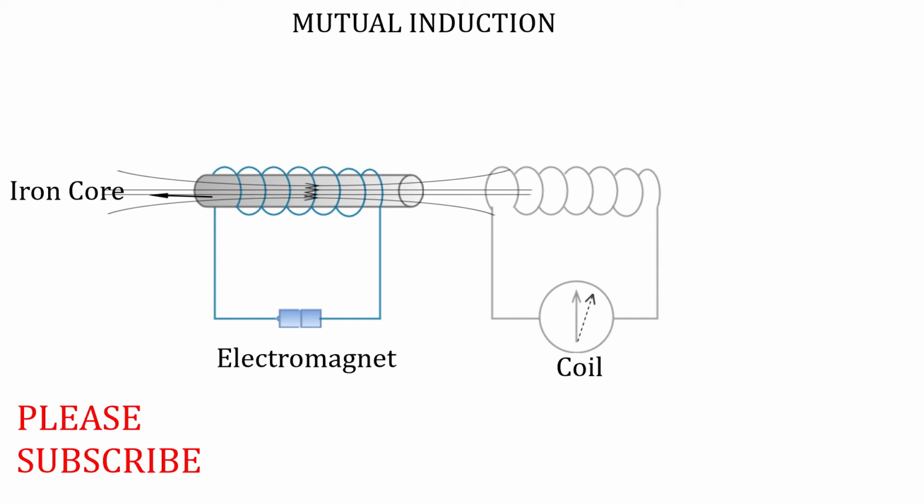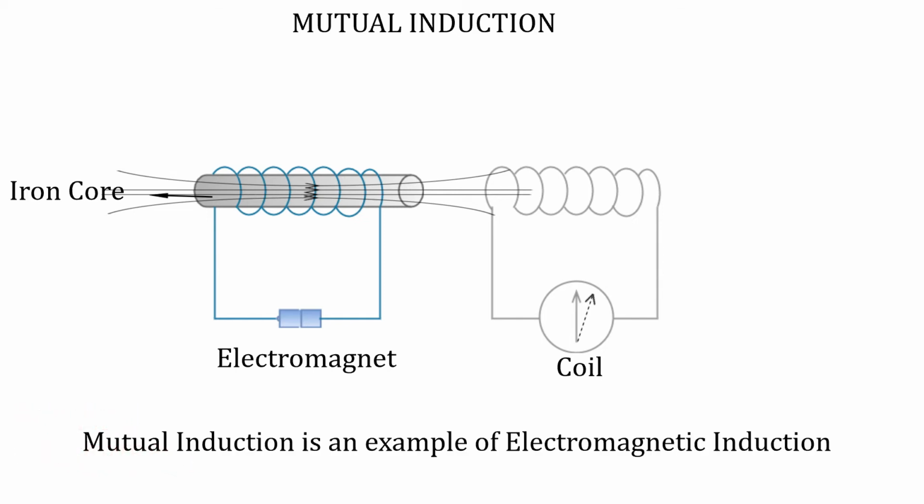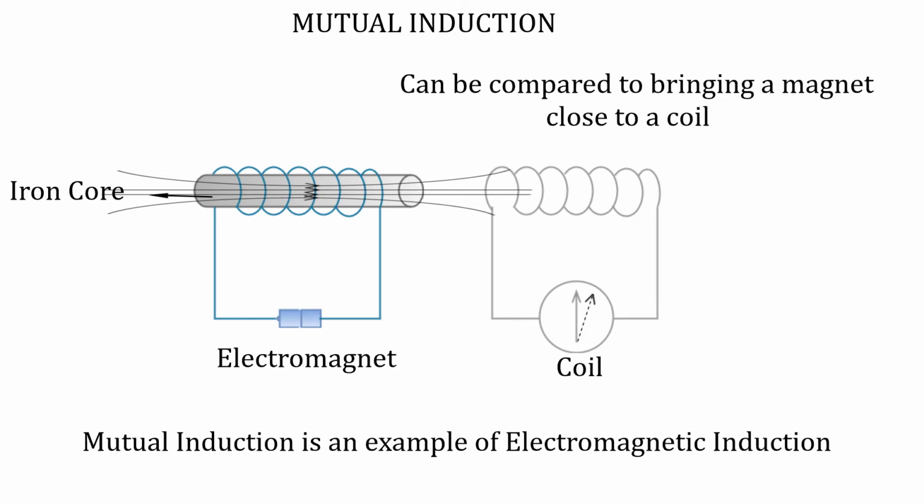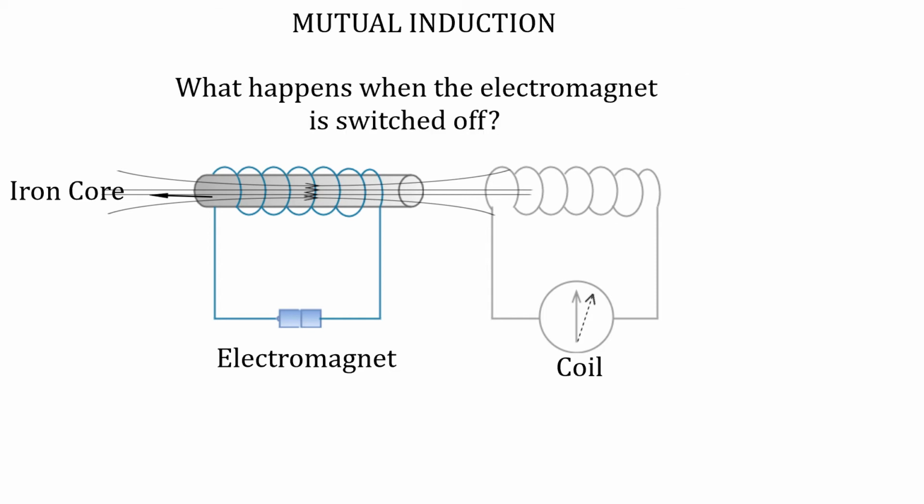And can you guess what mutual induction is an example of? Yeah, you guessed it, electromagnetic induction. This can be compared to you bringing a magnet close to a coil. As the magnetic field lines cut the coil, EMF is induced.